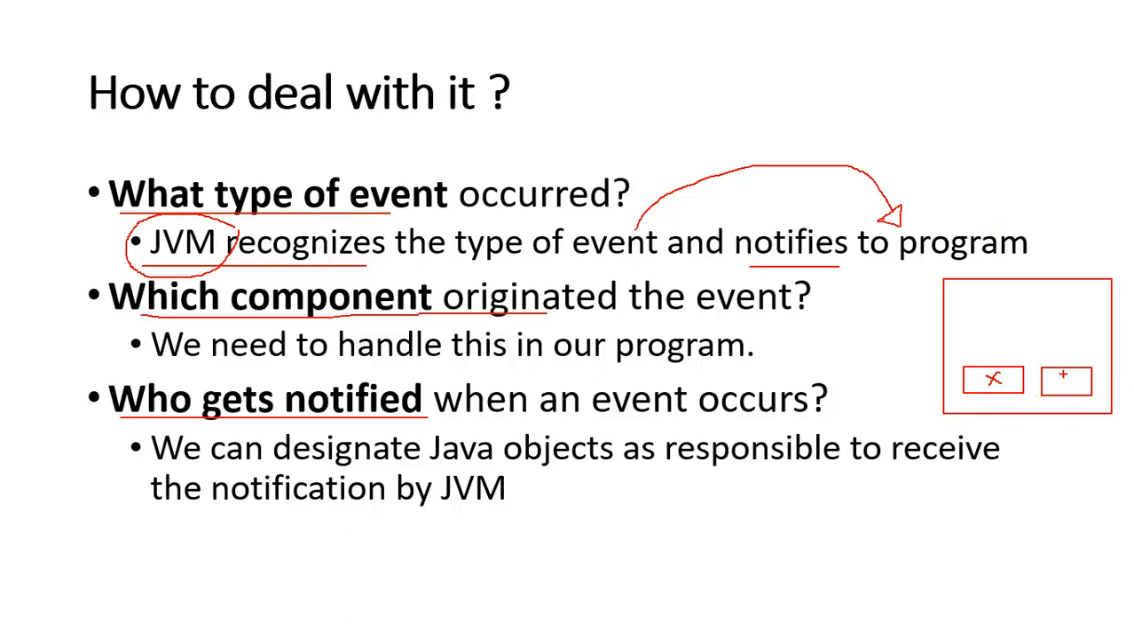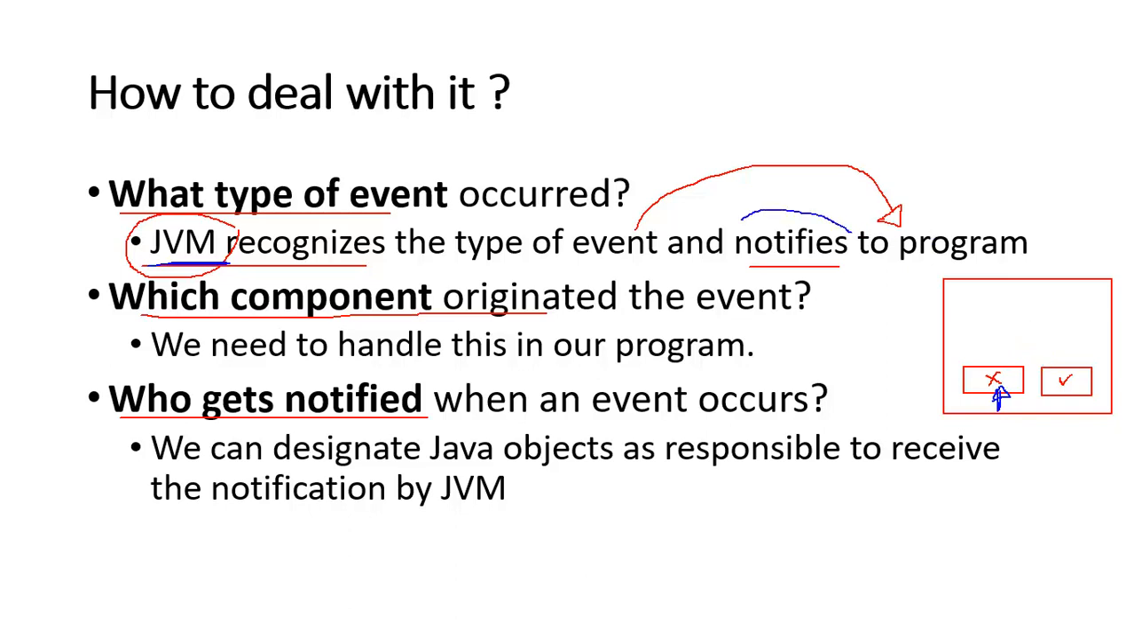Now suppose there are two buttons here. Somebody clicks on this particular button. So the JVM is going to tell me that a button has been clicked. Now it is my duty to find out which button has been clicked. So how do I know that?